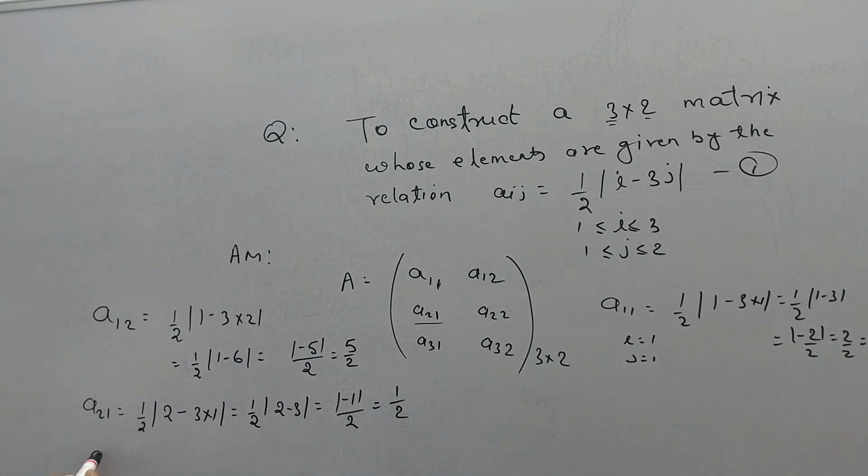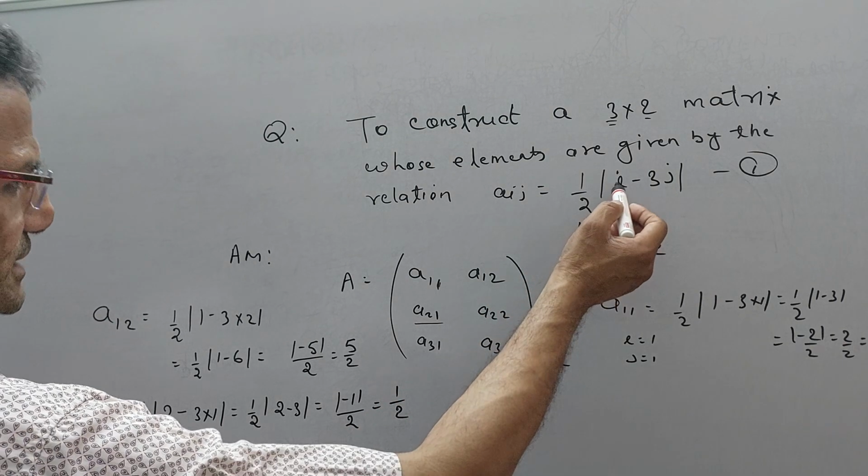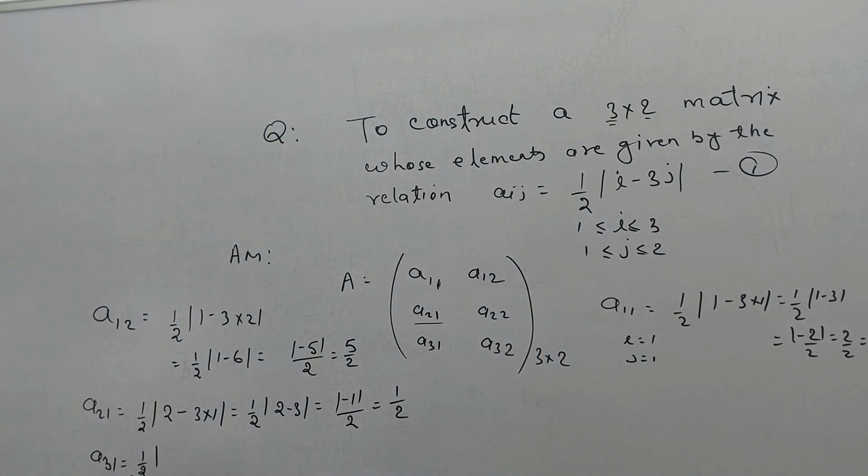a31 will be: here i will be 3 and j will be 1. If I put these values in equation number 1, it comes out 3 minus 3 times 1, with j having the value 1 and i having the value 3. Now it becomes half of 3 minus 3, and this element becomes 0.